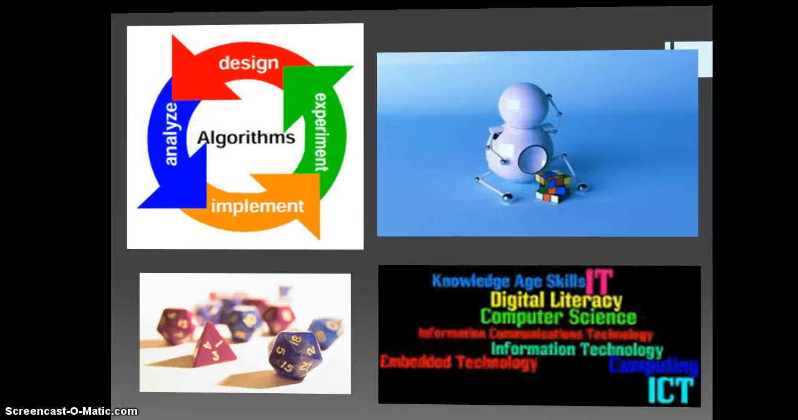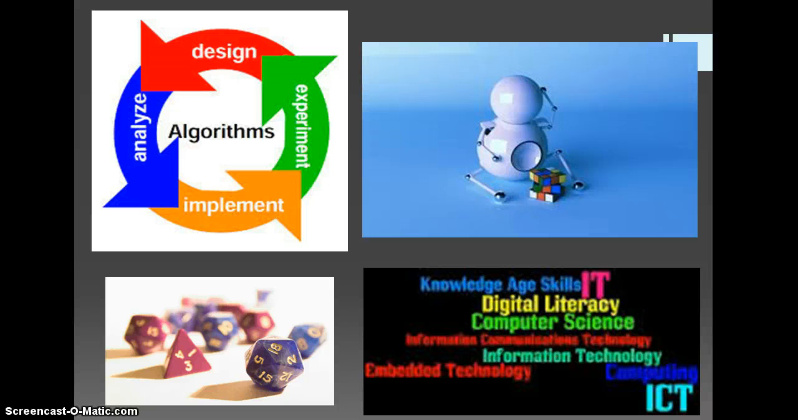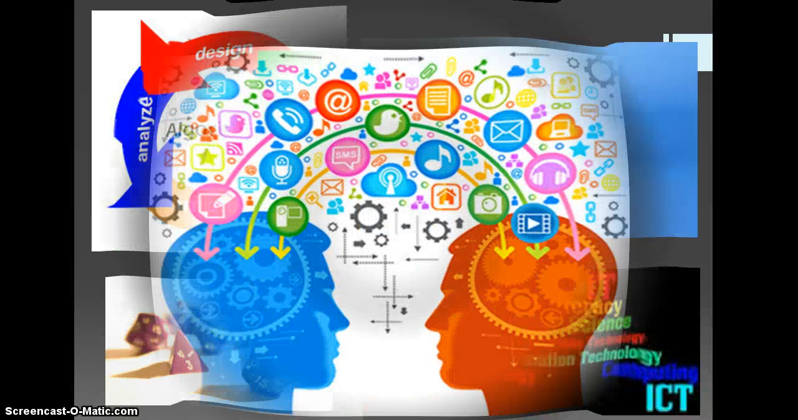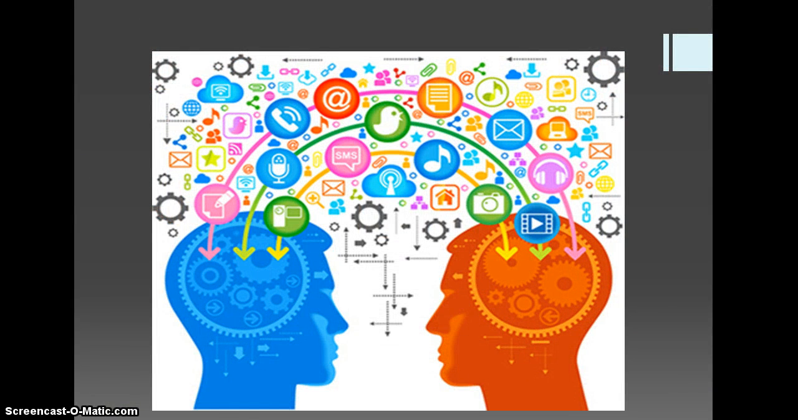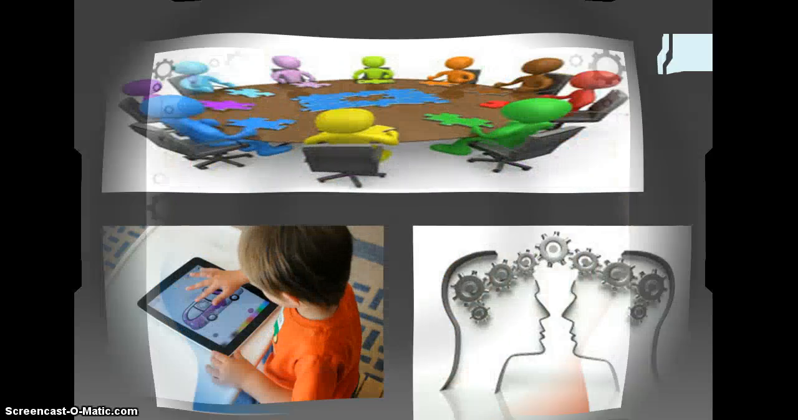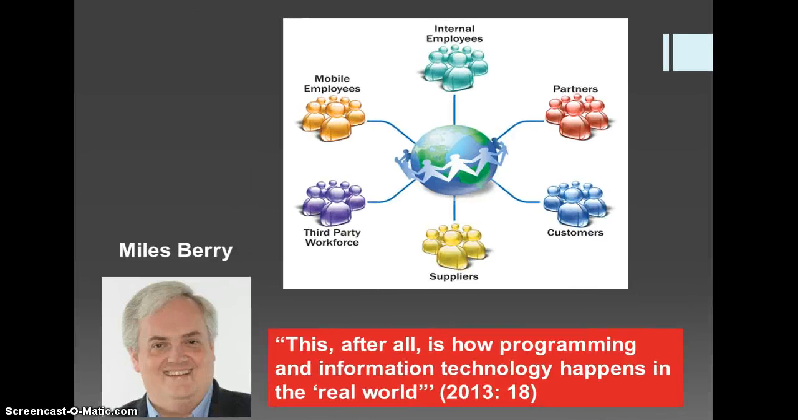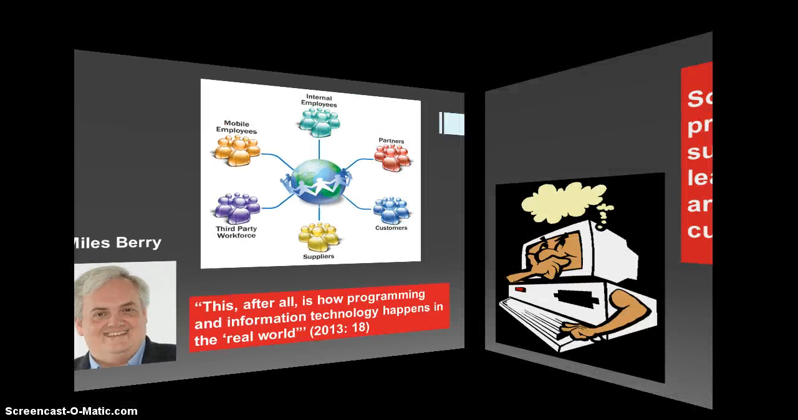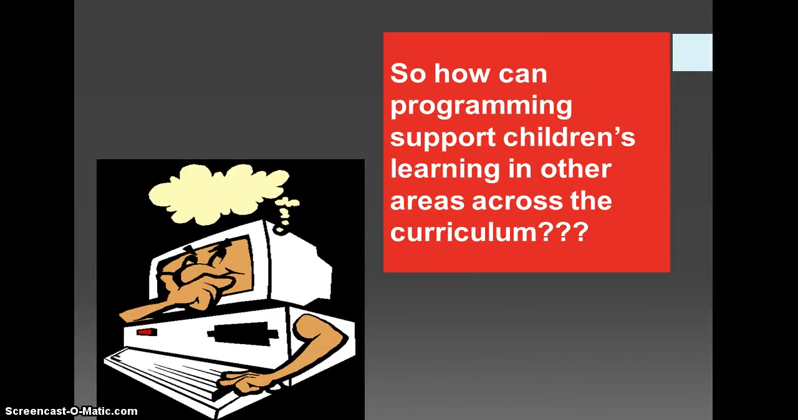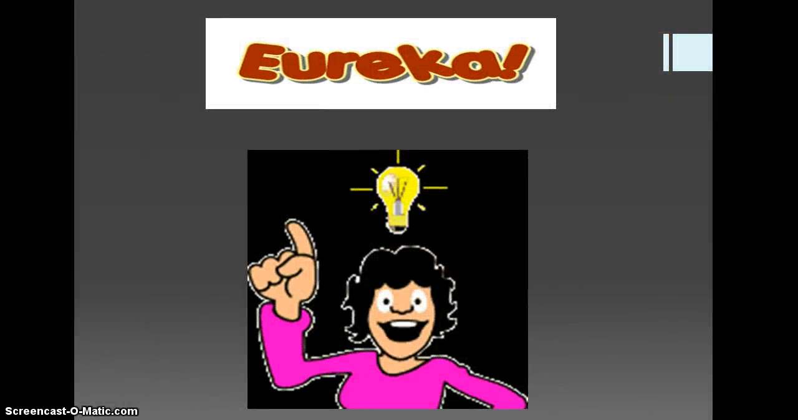These include areas of computational thinking that look at algorithms and decomposing problems into smaller steps. Berry promotes the importance of this by looking for practical, creative projects that pupils can work on either independently, with a partner, or as part of a small group. This, after all, is how programming and information technology happens in the real world. So, how can programming support children's learning in other areas across the curriculum?